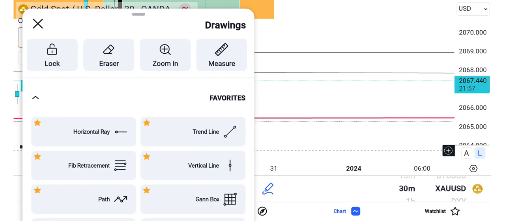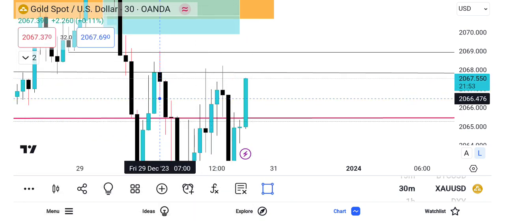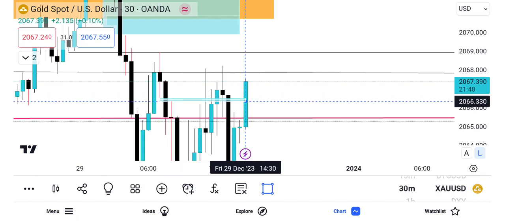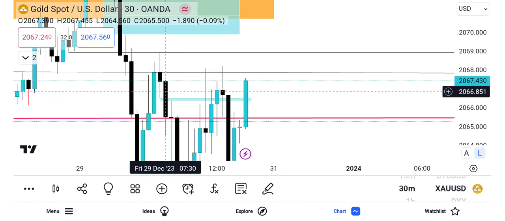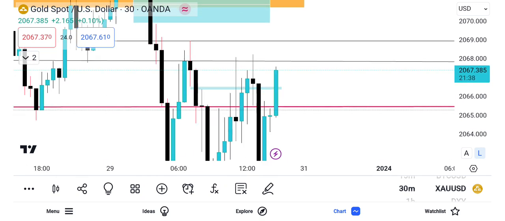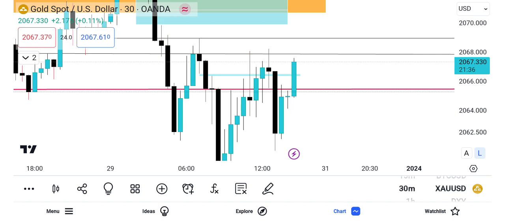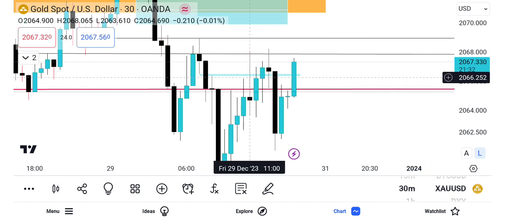But above it, I spotted this fair value gap, a small fair value gap. That candle's high to this candle. As you can see, these candle's low to these candle's high, we have that small gap there. So at this level, I did place my sell limit there.